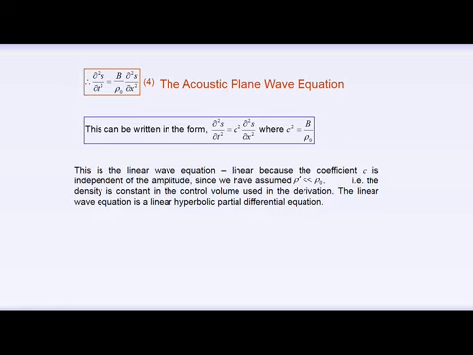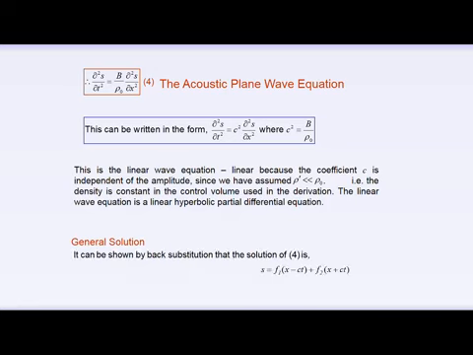So it's a linear wave equation, and it's a linear hyperbolic partial differential equation. The general solution of this type of equation has this form here, and this can be shown by back substitution: the displacement s is some function of x minus ct plus potentially some other function of x plus ct. If we substitute that back into this wave equation, we can show that it is a solution. So we now have our wave equation, and we have the general solution for it. We'll look further into this in subsequent videos.